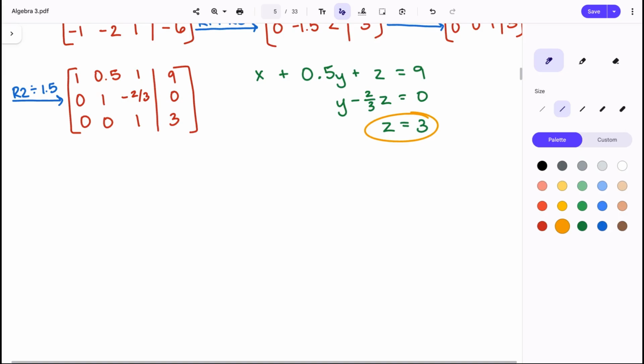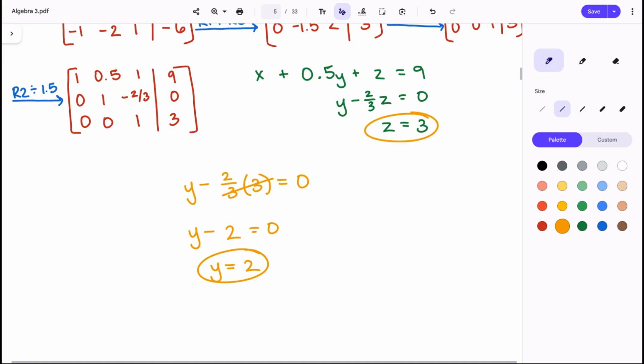Okay, so that would look like this. y minus 2/3 times 3 equals 0. What's 2/3 times 3? 2. The 3's cancel. So you have y minus 2 equals 0. So what does y come out to be? 2. So there's another answer. So z is 3, y is 2.